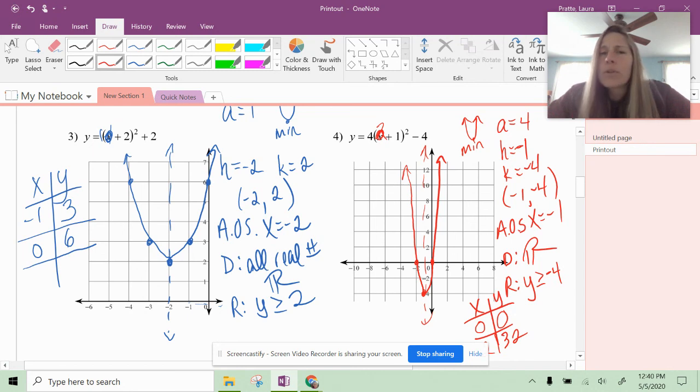Okay, so hopefully that gives you a little bit of the information about what the different variables in the vertex form actually mean and how they affect the graph. We're going to work on this a little bit more again tomorrow, and Friday we'll review a little bit as well.